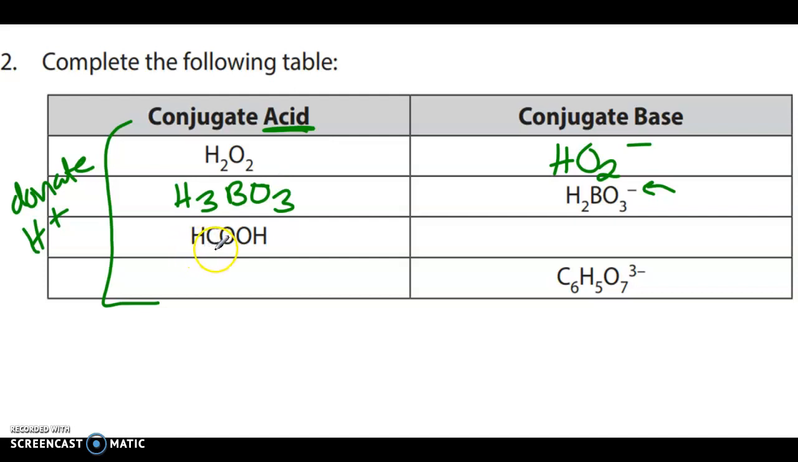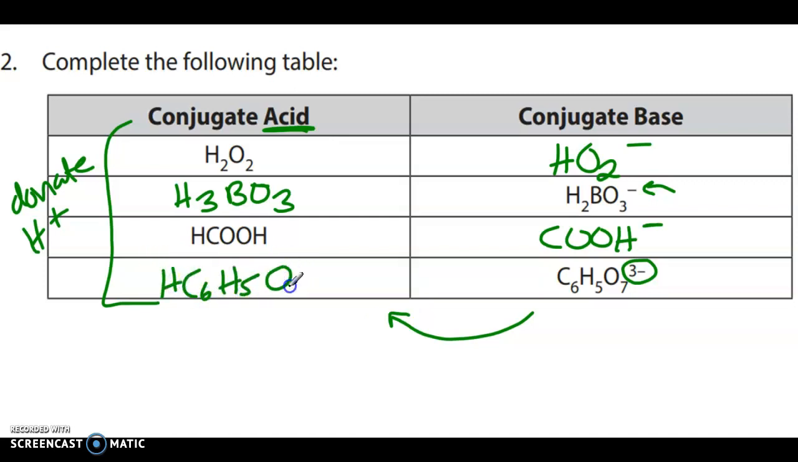Here we have HCOOH. Here we're going to lose that hydrogen, and we should have a -1 charge. Here we have a -3 charge, so that means over here our charge should actually be -2, right? So it has an additional hydrogen on it. Because remember, if we're looking at the base side, that means we're looking at it after it's already lost that hydrogen. So you're working forward and backwards, depending on what's given here.